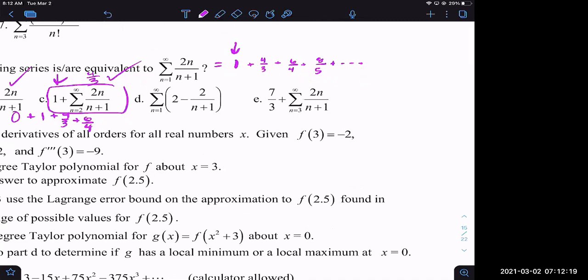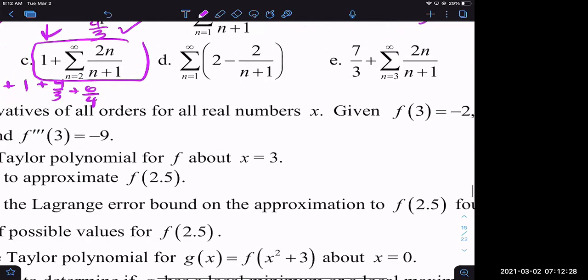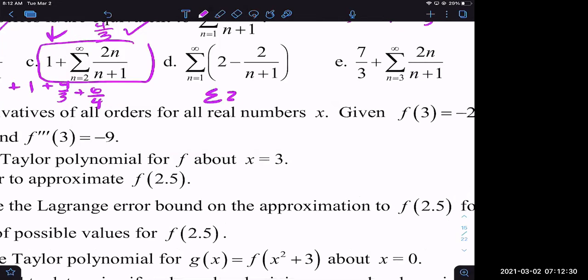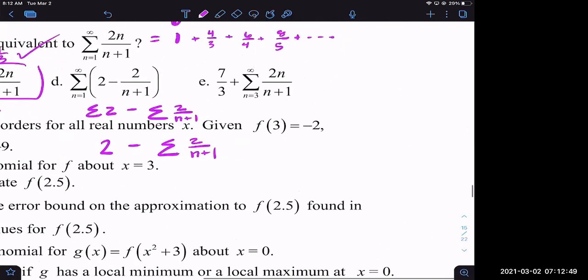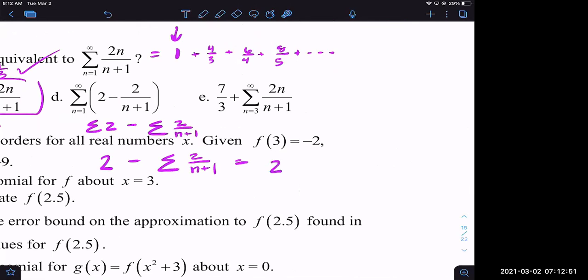If you have a series the way that they've written it on D, the summation symbol is kind of like an integral. You can distribute it through addition and subtraction. So you could think of this as the sum of 2 minus the sum of 2 over n plus 1. The sum of 2 is just 2, so really that 2 is just by itself minus the sum of 2 over n plus 1. So that's equivalent.